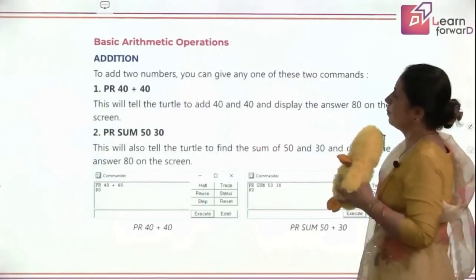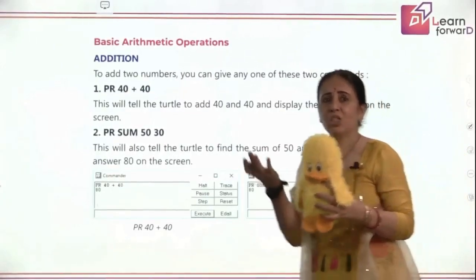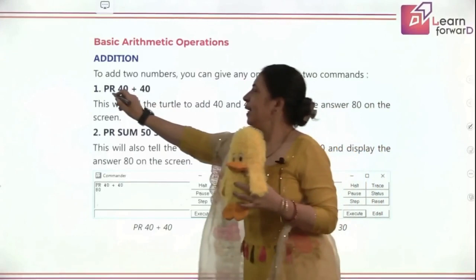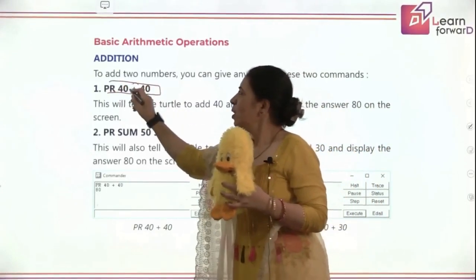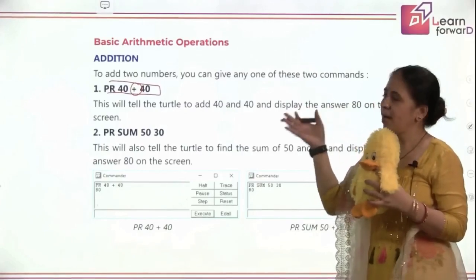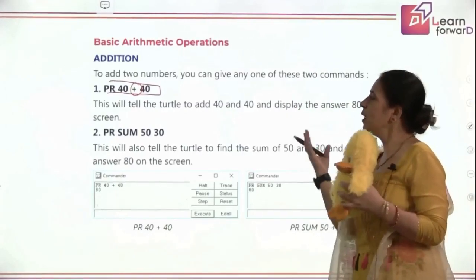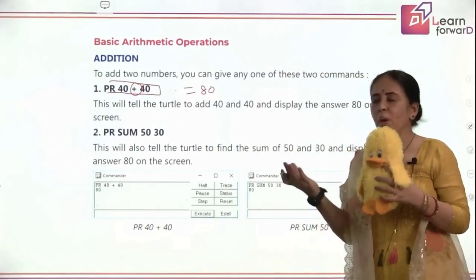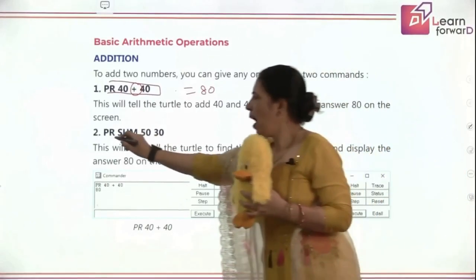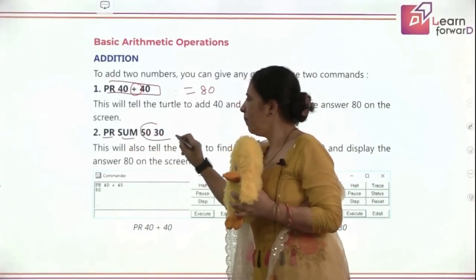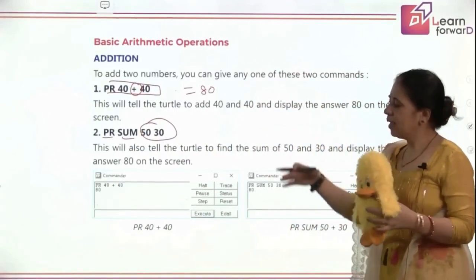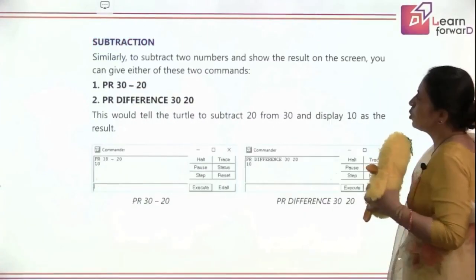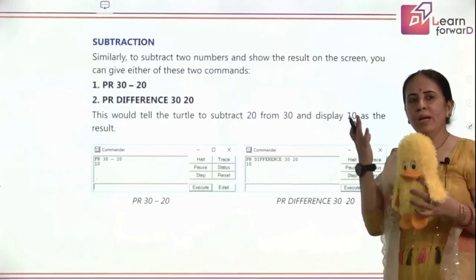Now we have certain basic addition and subtraction calculations which you can do by simply writing PR, putting an operator in between, like I've written PR 40 plus 40, that will give you a result 80 because the sum of two numbers is calculated. Another way to find the sum is PR sum followed by the numbers which you want to add. So in both the cases, when you are going to execute, you will get the same result. Understood?